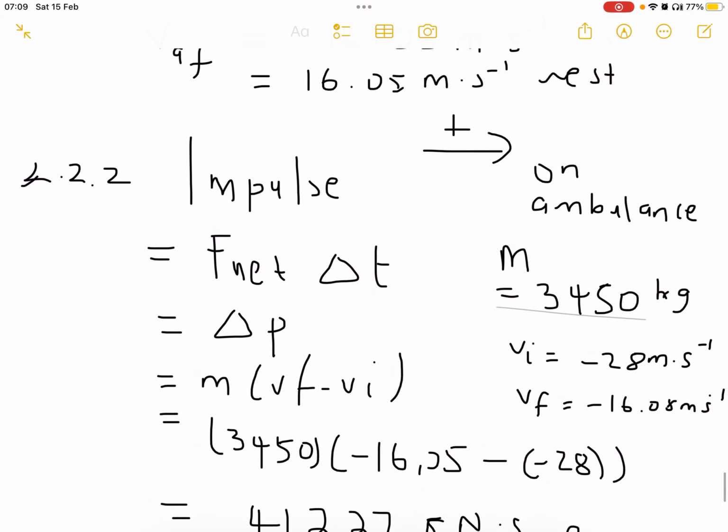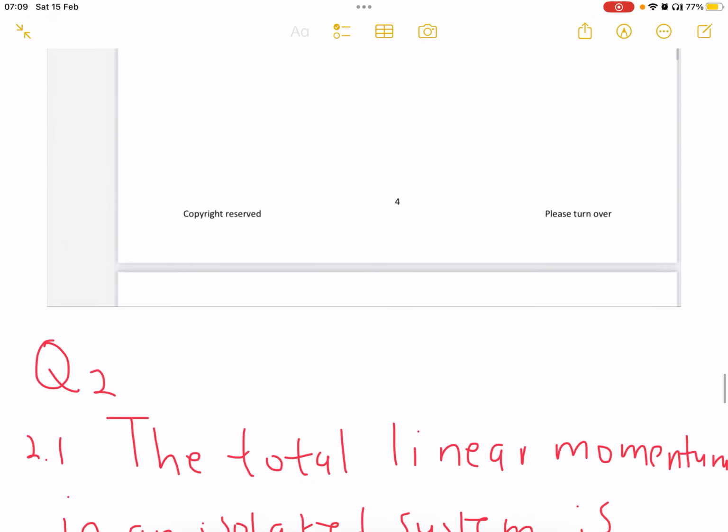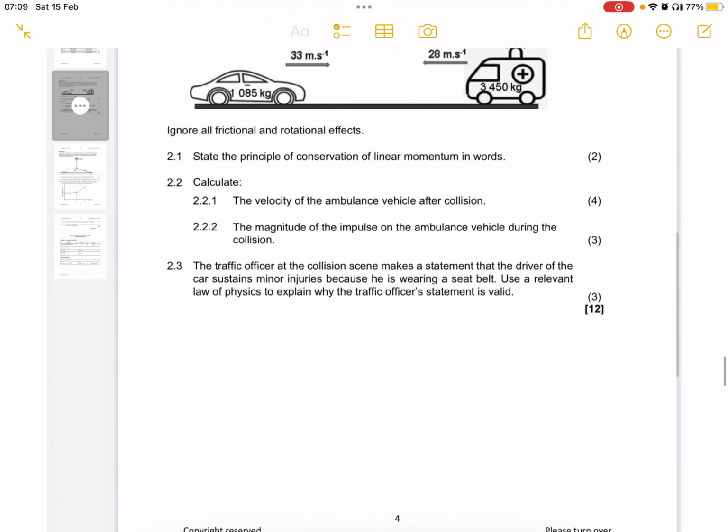Question 2.3 states that the traffic officer made a statement that the driver did not sustain major injuries but sustained minor injuries because he was wearing a seatbelt. Now we must use the laws of physics to explain how that happened.